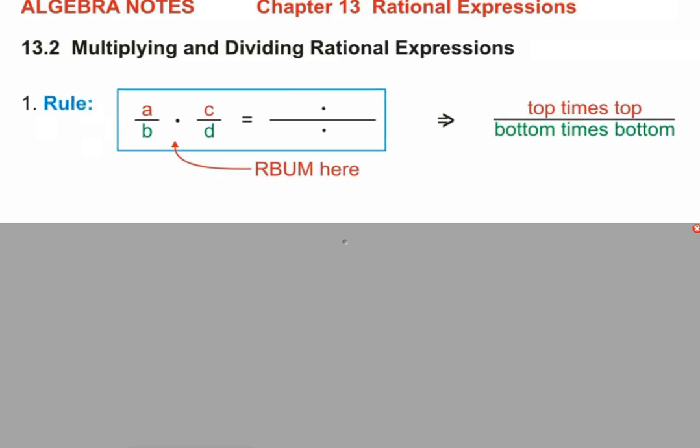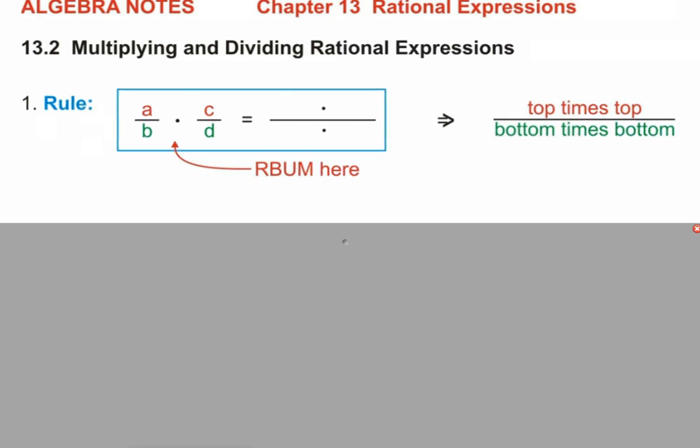So next, let's multiply and divide rational expressions. We've done this before. We've multiplied and divided fractions before. We know there's only a couple things you got to know to multiply or divide fractions. Multiplication is easy. It's top times top over bottom times bottom. And as I taught you, you want to reduce before you multiply.